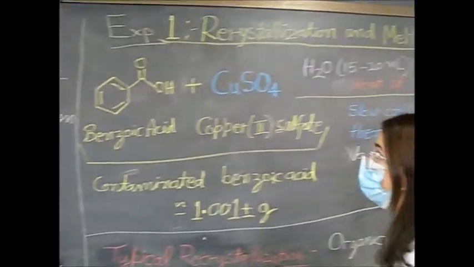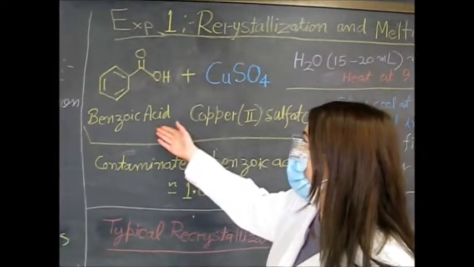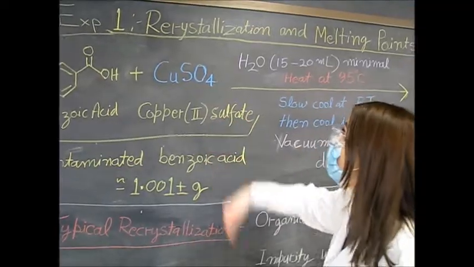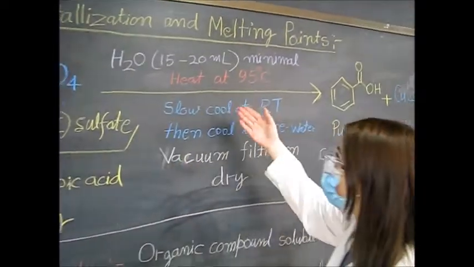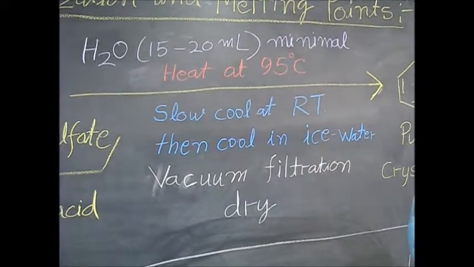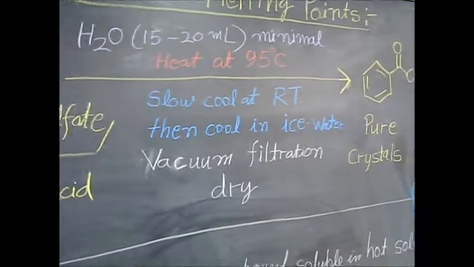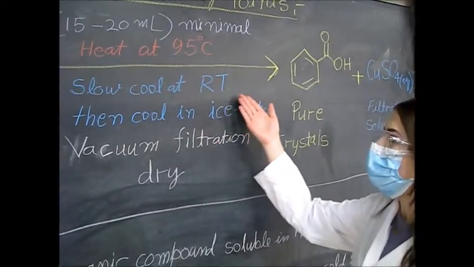In this lab, we're taking contaminated benzoic acid, which is composed of benzoic acid and copper sulfate, and we are dissolving it in a minimal amount of water slowly at a heat of 95 degrees Celsius. After the contaminated benzoic acid has dissolved, we slowly cool it to room temperature.